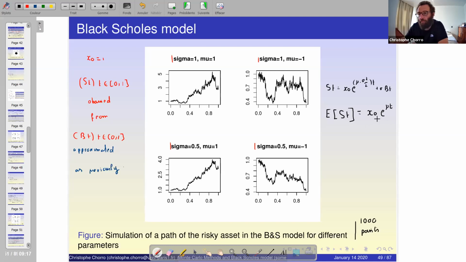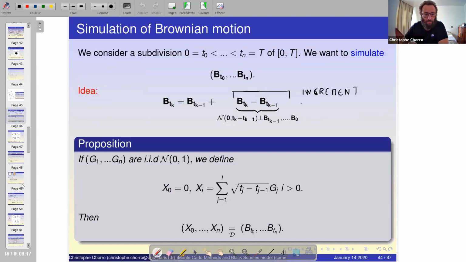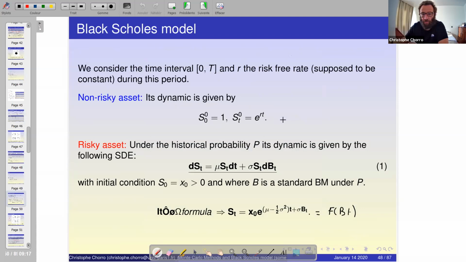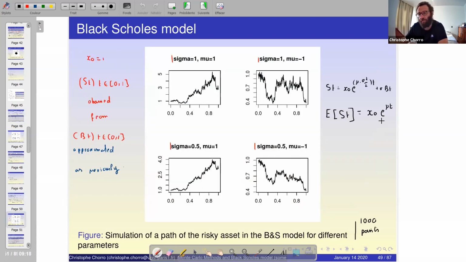Exactly the same thing as the dynamic I obtained for the non-risky asset. Keep in mind that the non-risky asset is given by this expression here, multiplied by exponential rt. And here in this situation, I just multiply the initial value x0 by exponential mu t. So on average, I have this.